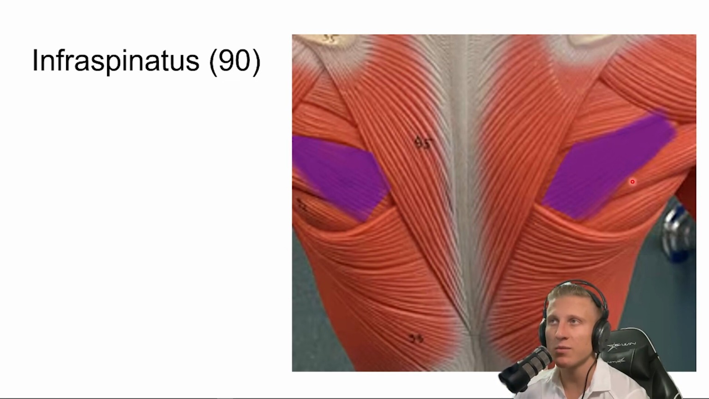Then over here, I'm just gonna kind of jump ahead. The teres minor and major are these two guys right here, so make sure you keep those straight in your head. But this guy, the infraspinatus, because it is below the spine, it is attached to the scapula, but it is below the spine of the scapula.